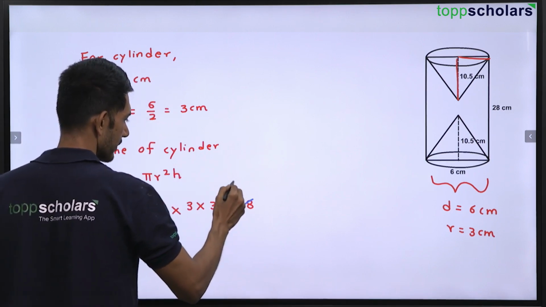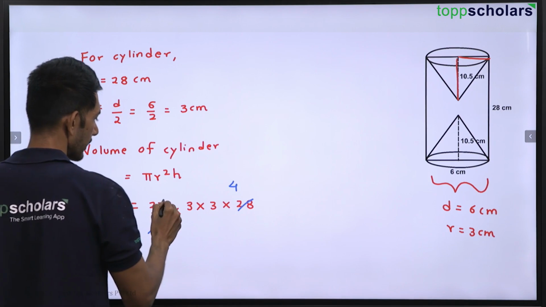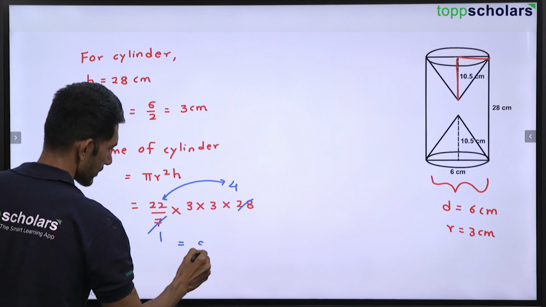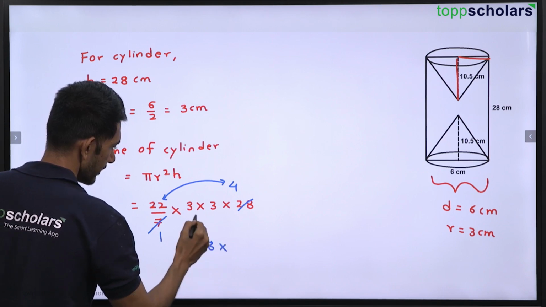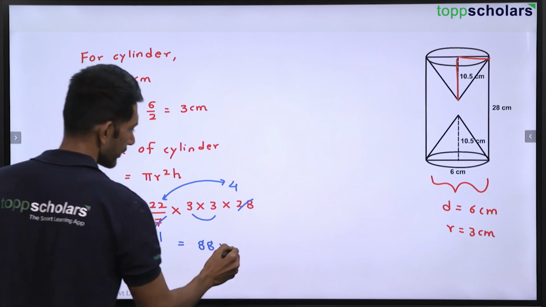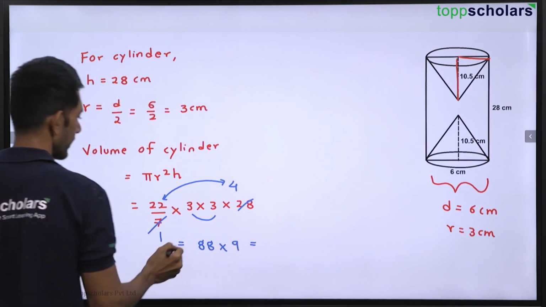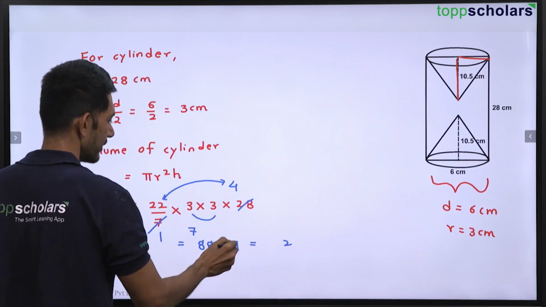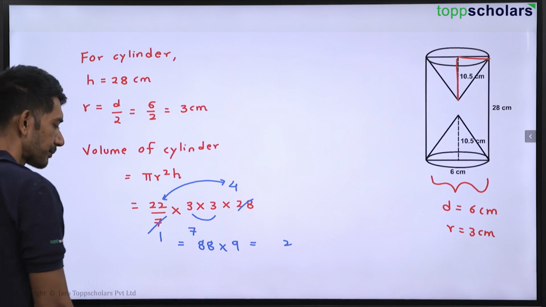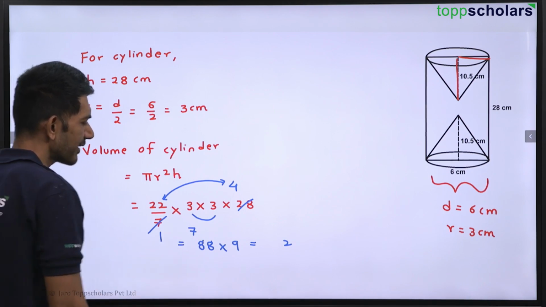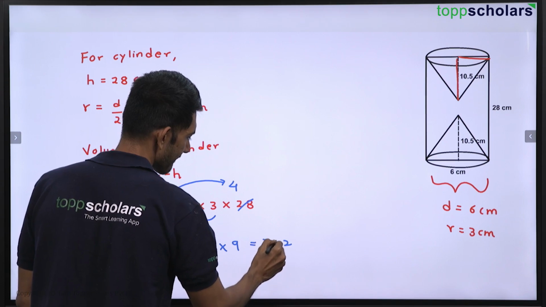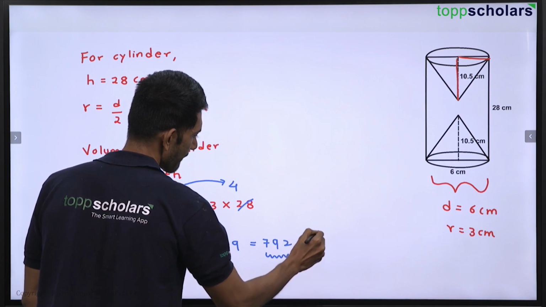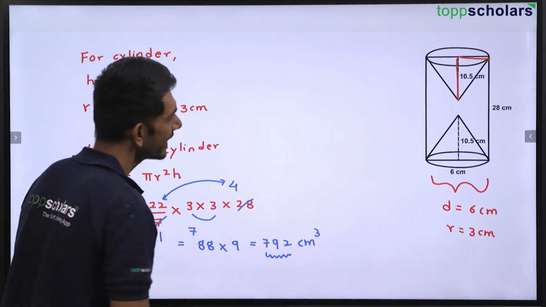7 ones are 7, 7 fours are 28. 22 into 4 is 88. 3 into 3 is 9. 9 eights are 72. 2 carries 7. 9 eights are 72, 72 plus 7 is 79. So 792 cubic centimeter is the volume of the entire cylinder.